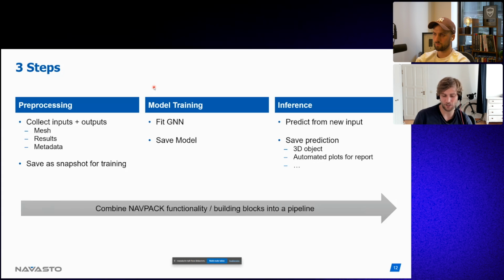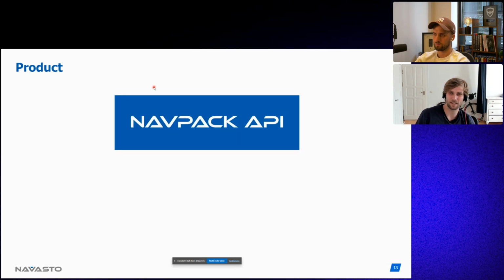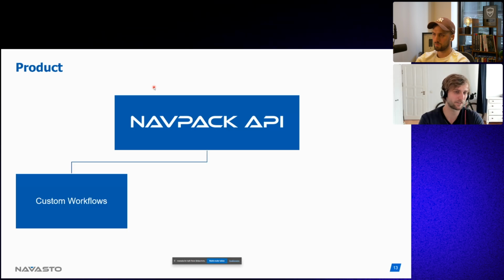So at the end, you can imagine this process of training and using a graph neural network on CFD data as a pipeline where you just combine different building blocks that you need to make this process happen. And this is why we also decided to create quite a flexible product. Our Navasto product is really a Python API, which we call NavPack. So you can imagine it like a library which stores all the functionality that is necessary to pre-process the data, to train a graph neural network, and to also run the inference and do everything that adds value to a customer workflow. And if you have all this functionality, all these building blocks, you can combine them like Lego. This is maybe a good picture, and you can use these building blocks to create custom workflows.